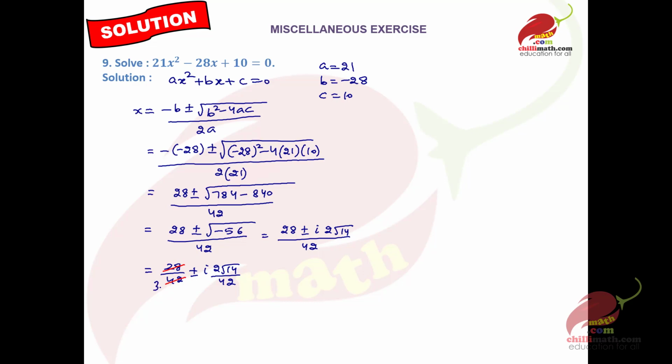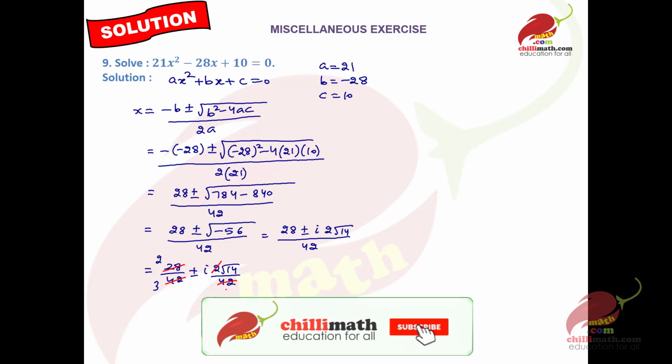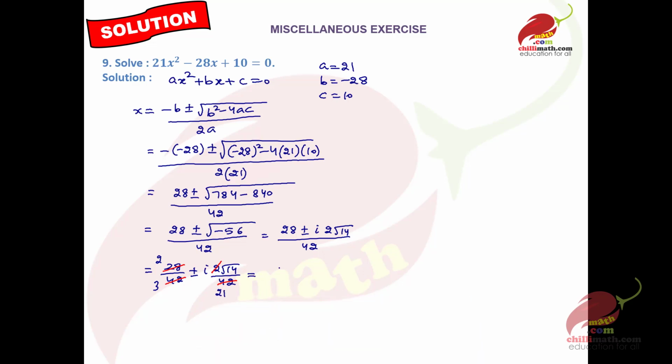So we get 14 into 3 is 42, and 14 into 2 is 28. This 2 can be cancelled with this 42, and we get 21 over here. So we get it as 2 by 3 plus minus root 14 into iota over 21, which is your required answer.